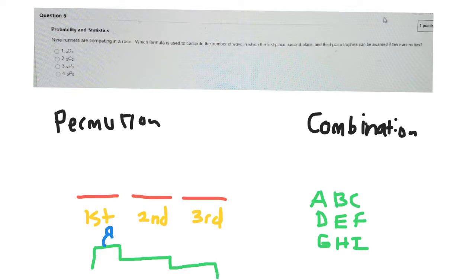So first place winner, yay. Second place winner, third place winner. So these underlines are akin to this sort of hierarchical thing that you would actually see once the race is over.